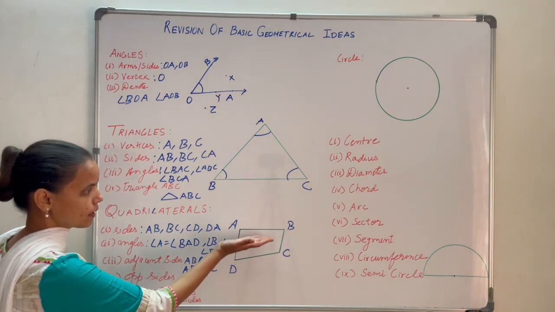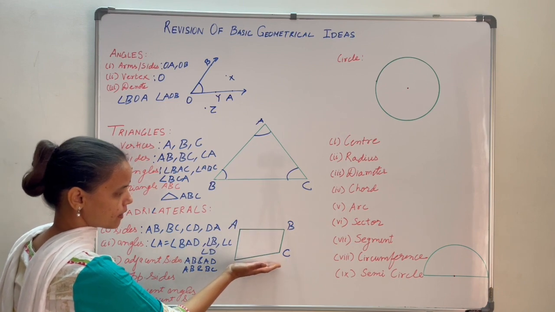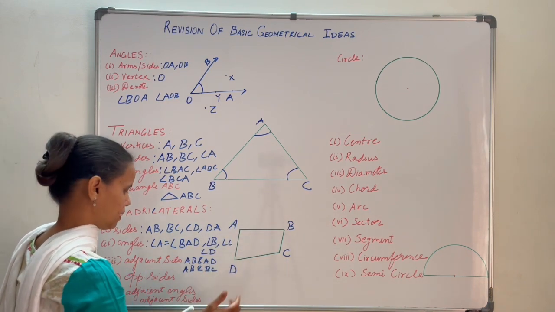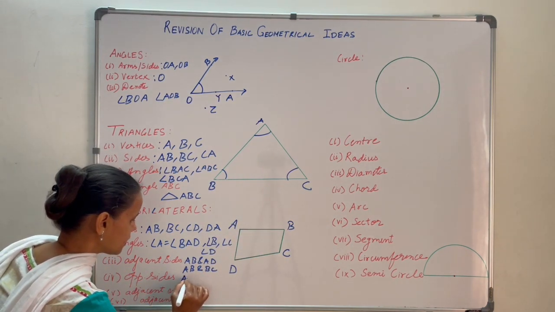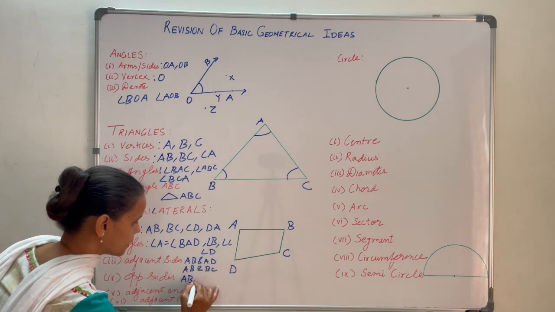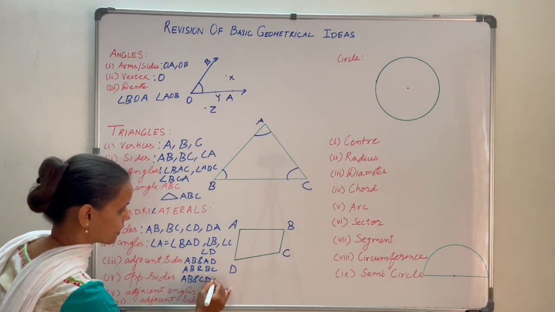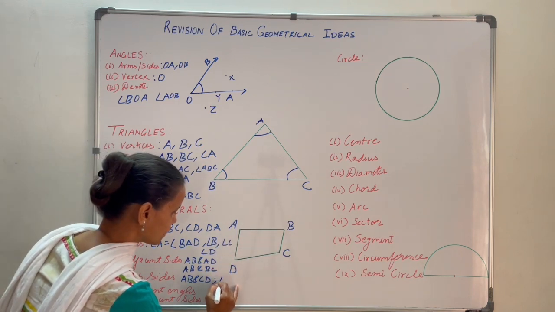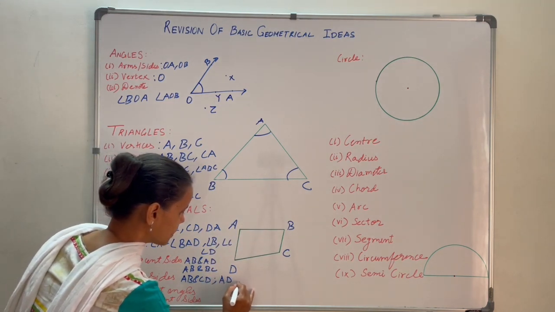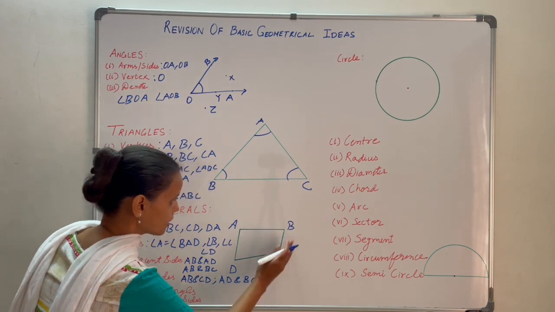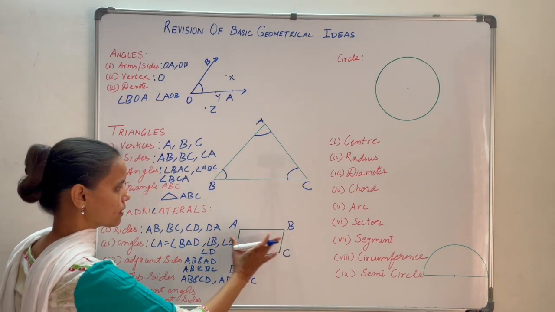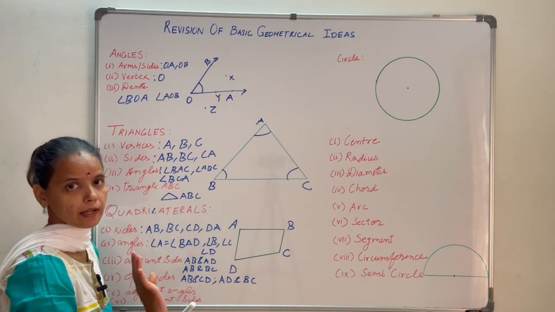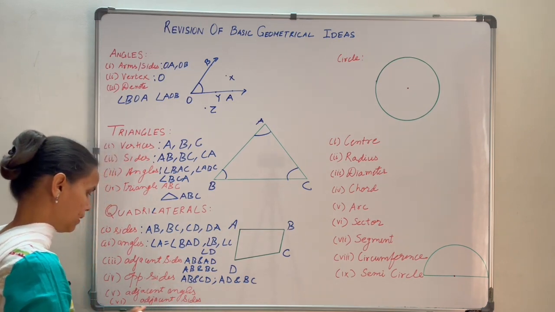Opposite sides. AB and CD, they are opposite to each other. So, AB and CD, they are the opposite sides. And BC and AD, they are the opposite sides. So, AD and BC, they are opposite to each other. They don't have any point in common.